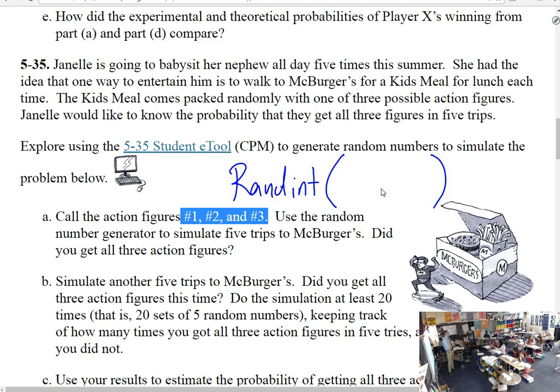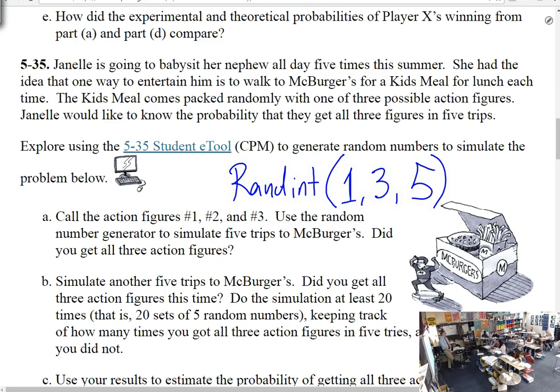If we only have 3 different prizes, anyone know how I should set up my parentheses? Patrick? 1, comma, 3. What comes after? 5. We're going to take 5 trips to McBurger's. So you should make your calculator say randInt, what we've been using the whole time, prize 1 up to prize 3, and we take 5 trips, and then hit enter.